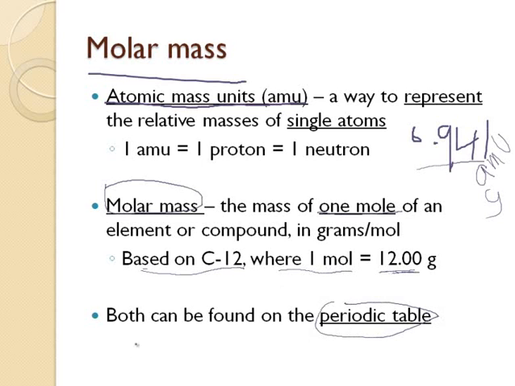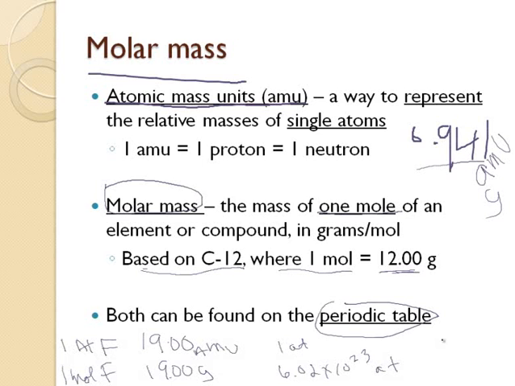So if I look up, let's say, fluorine, the periodic table says 19.00. If it's one atom of fluorine, it's going to weigh that many AMUs. If it's 1 mole of fluorine, it's going to weigh 19.00 grams. Right? This is one atom, and this is 6.02 times 10 to the 23rd atoms. Okay.